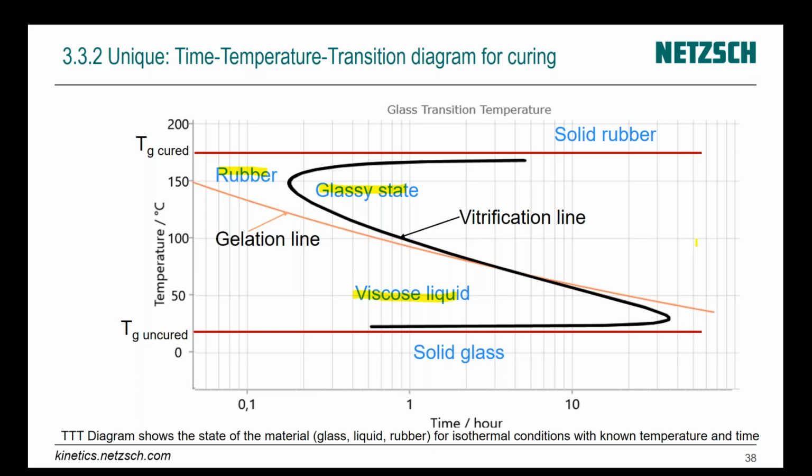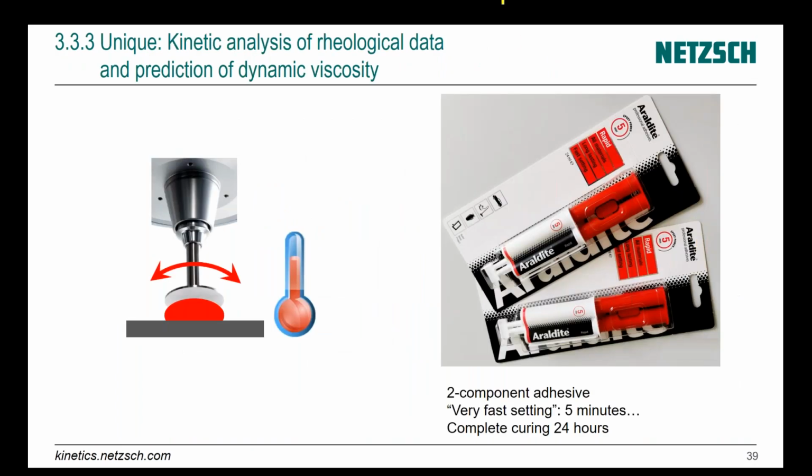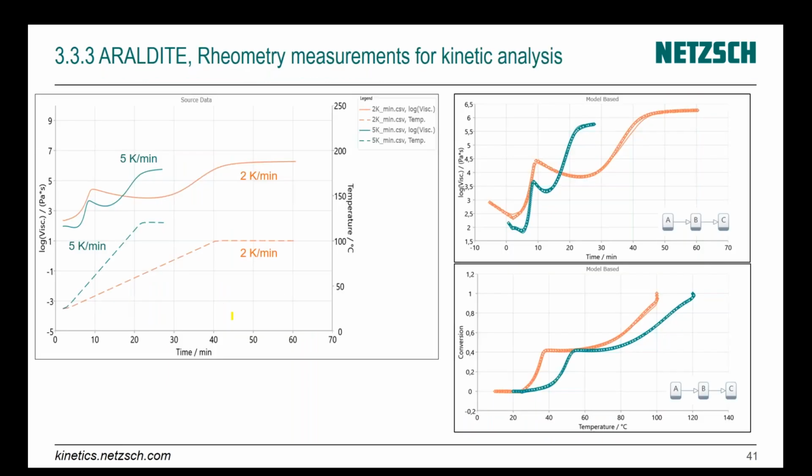And here is something really unique for the software. A second unique feature, or last unique feature for curing, is our rheological data. Now we take some adhesive, just a two-component adhesive, put it into a rheometer, make heating, and see what the viscosity of this adhesive is during the heating. There are two experimental measurements.